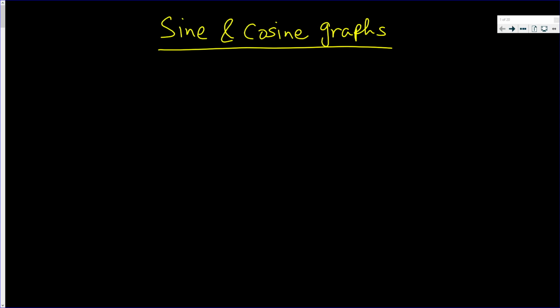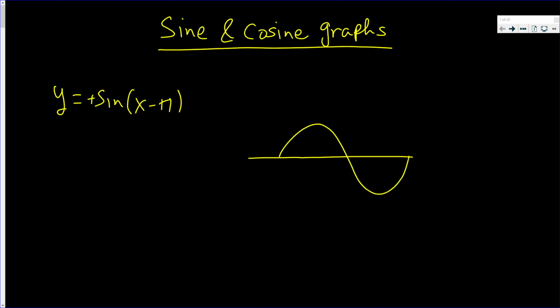In this video, we're going to graph some sine and cosine graphs. Suppose you were asked to graph y equals sine of (x minus pi). Well, this is a positive sine graph, so I draw one period of the sine graph. And I like to know where it starts and where it finishes.